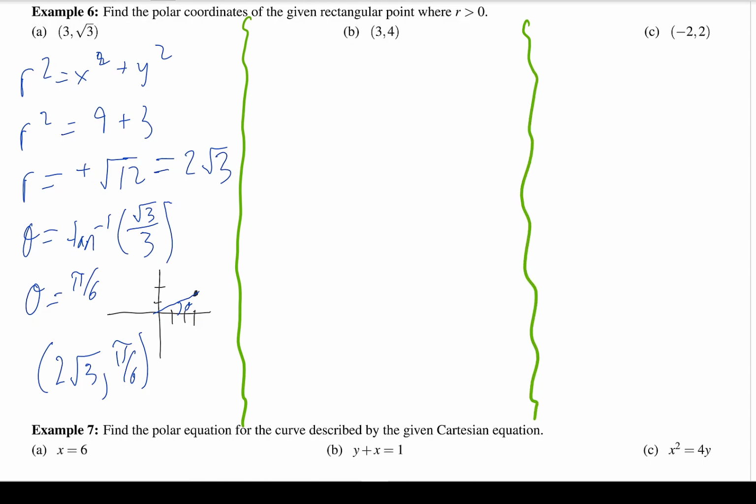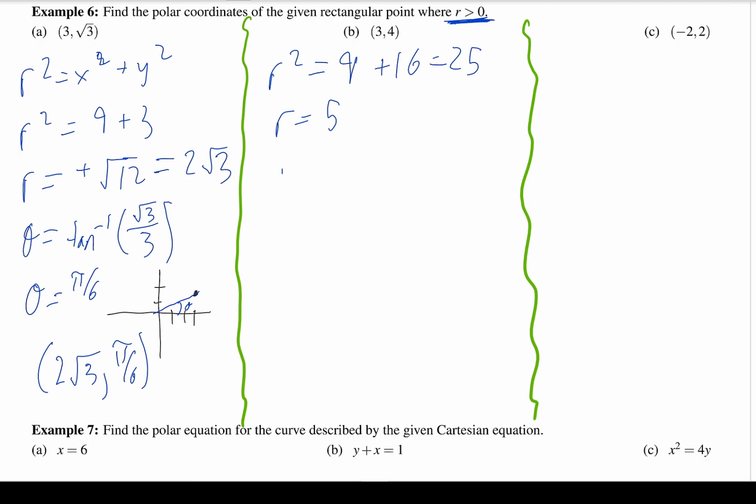Now let's look at part B. So again, I'll start by finding r. So I'll have that r squared is going to be equal to x squared, which is 9, plus y squared, which is 16. So this is going to be 25. So it tells me that r must be equal to positive 5. Remember, we get that by taking the square root of 25 and then eliminating the negative, since we have this requirement right here.